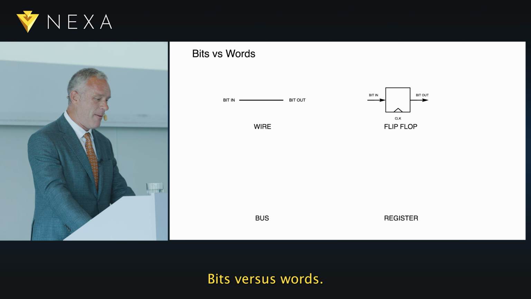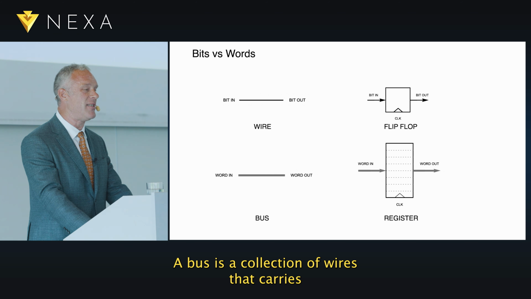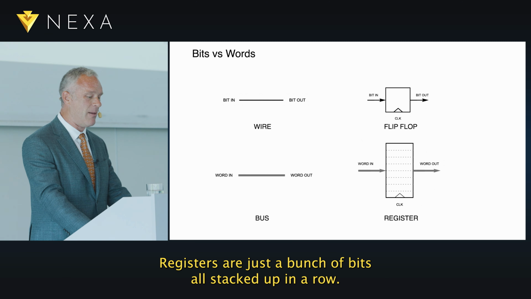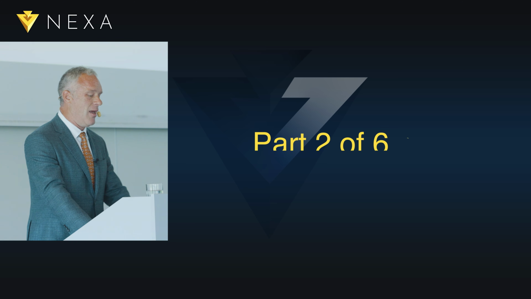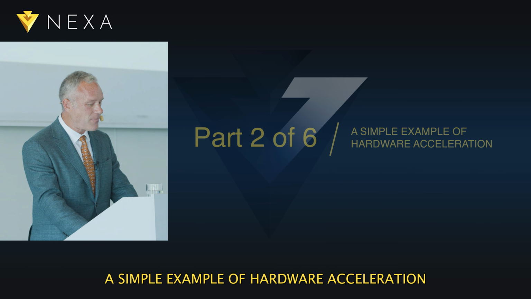Bits versus words. Wires carry bits. Flip-flops store bits. A bus is a collection of wires. It carries a word. And words are stored in registers. Registers are just a bunch of bits all stacked up in a row. So part 2 of 6, a simple example of hardware acceleration.